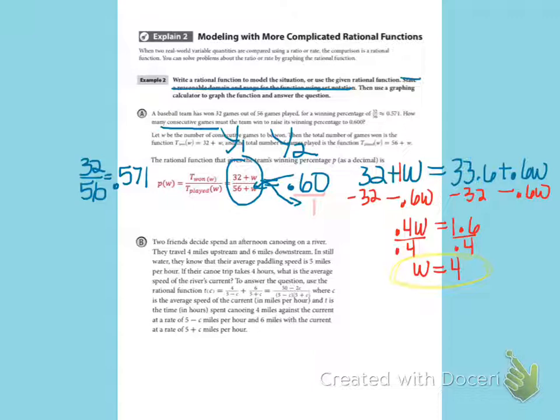To answer the question, use the rational function. That seems kind of complicated, but they did write this rational function for you, where the time relative to the current is equal to 4 over 5 minus c plus 6 over 5 plus c. And you can tell where those things come from: the average paddling speed is 5 miles per hour, and one leg is going against the current, one is going with the current.